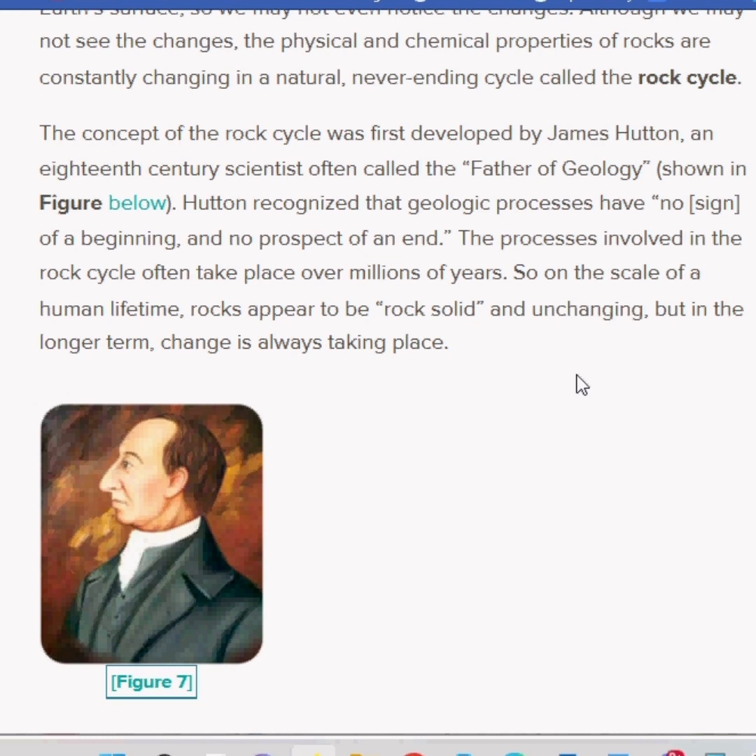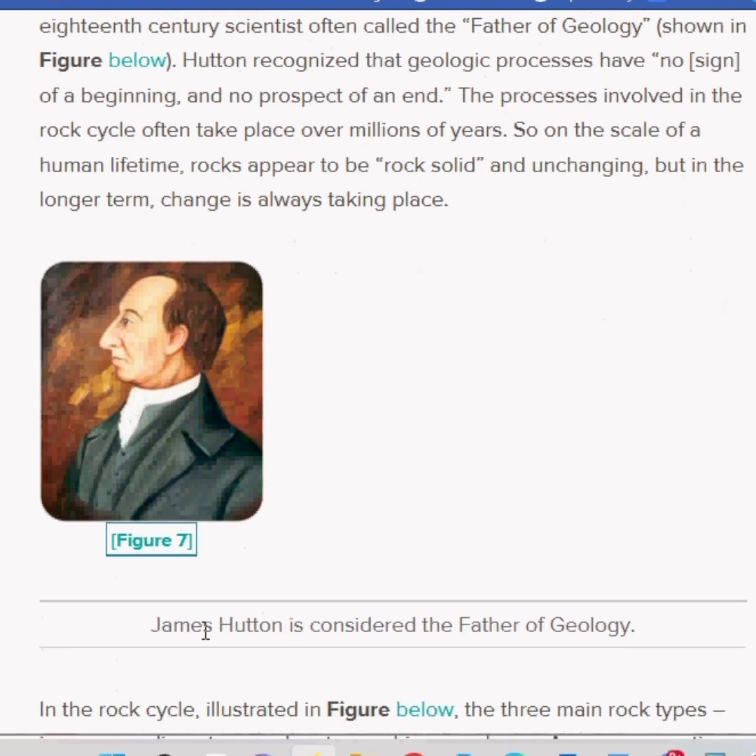The concept of the rock cycle was first developed by James Hutton, an 18th century scientist often called the father of geology, shown in the figure below. Hutton recognized that geologic processes have no sign of beginning and no prospect of an end. The processes involved in the rock cycle often take place over millions of years. So on the scale of a human lifetime, rocks appear to be rock solid and unchanging. But in the longer term, change is always taking place. James Hutton is considered the father of geology.